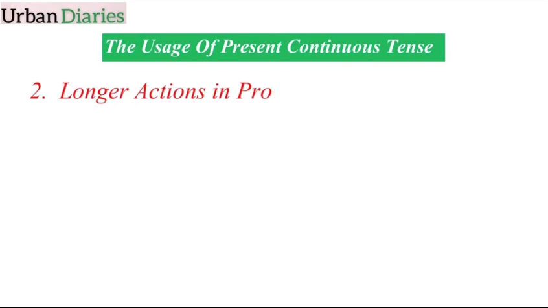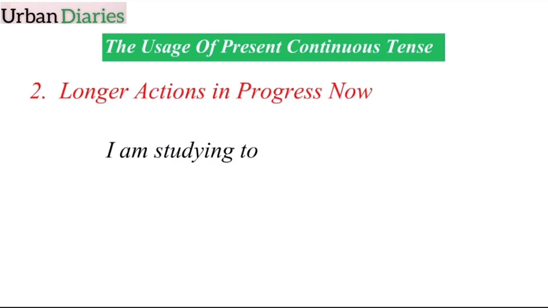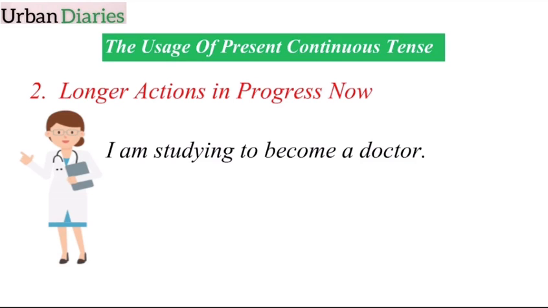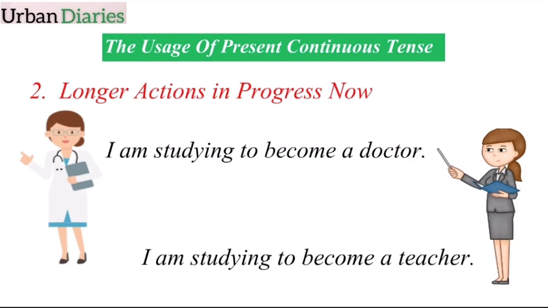Number 2. Longer actions in progress now. So sometimes we use the present continuous tense to say that we are in the process of doing a longer action, which is in progress. However, we might not be doing it at this exact second. For example, if I say I'm studying to become a doctor, I'm studying to become a teacher, that means it's a longer action that is in progress, right? That doesn't mean that I'm studying right now for that.